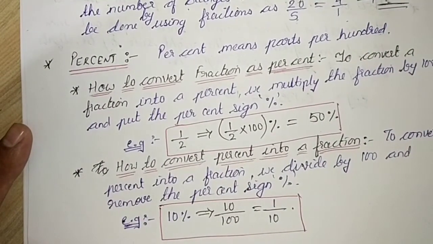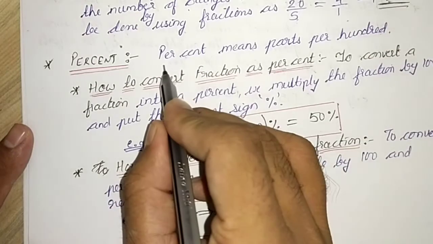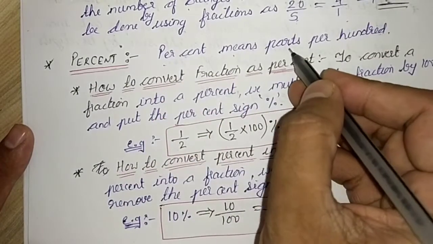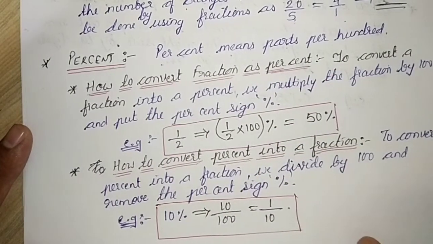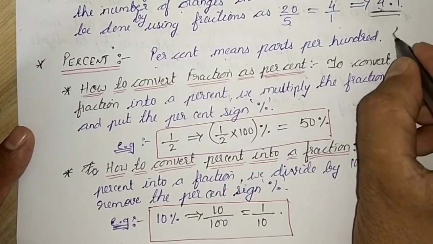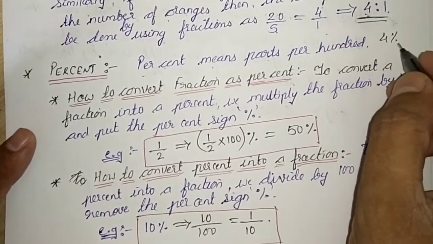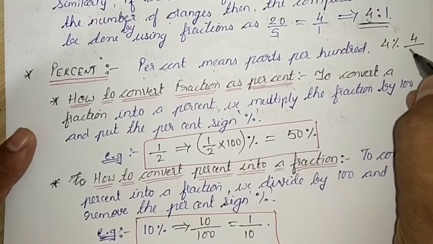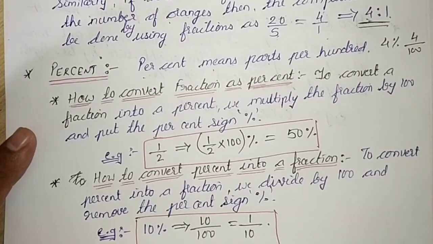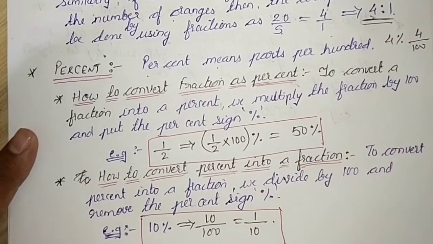Now first of all, what is percent? Percent means parts per 100. For example, if they have given you 4%, that means 4 per 100, that is, 4 divided by 100.